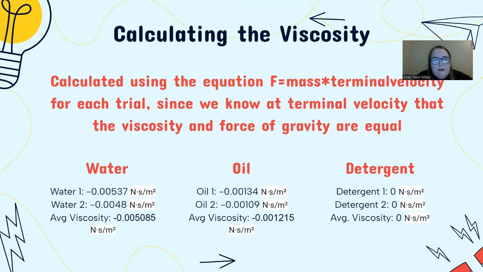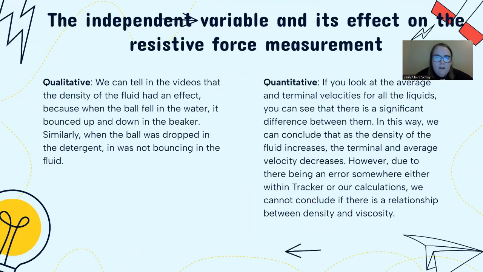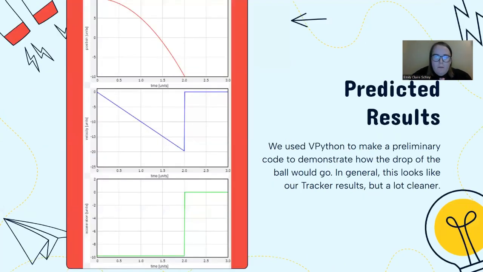So for our results to calculate the viscosity, we use the equation force times the mass times the terminal velocity. Since we know that the terminal velocity, the viscosity, and force of gravity are equal, our numbers for each trial for the 3 separate liquids are shown below, as well as the average viscosity that we gathered. And so we could see that there is a slight effect of density, because when we dropped the ball into the detergent, which was very dense, it just kind of stopped moving. But when we dropped it into the water, it bounced, and that was shown by our math.